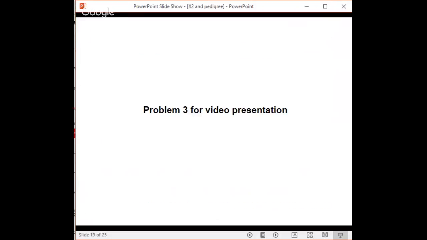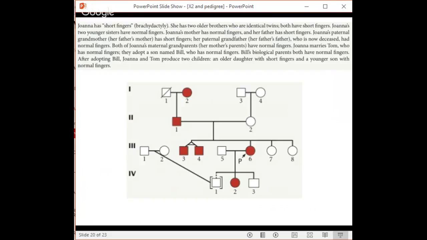So let's go switch gears now to our pedigrees. The column's kind of long, so I'll just breeze through this really quickly. It's worded very, very long. So Joanna has short fingers. Her 2 older brothers are identical twins. They also have short fingers. Joanna's 2 younger sisters have normal fingers. Her mother's normal. Her father has short fingers.